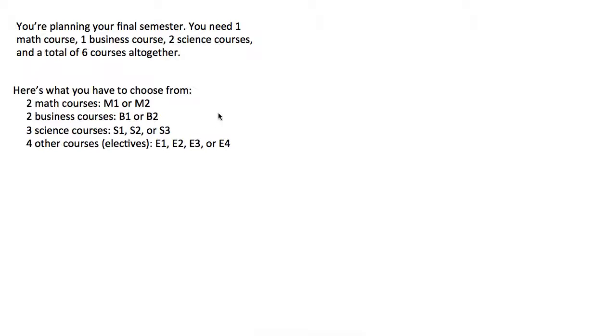Here's what you have to choose from. You have 2 available math courses, M1 and M2. You have 2 available business courses, B1 or B2. You've got 3 science courses, S1, S2, and S3. And you've got 4 other courses that can serve as electives. We'll call them E1, E2, E3, and E4. But remember, what you have to have is at least 1 math course, at least 1 business course, and at least 2 science courses. The other 2 courses can come from anywhere.